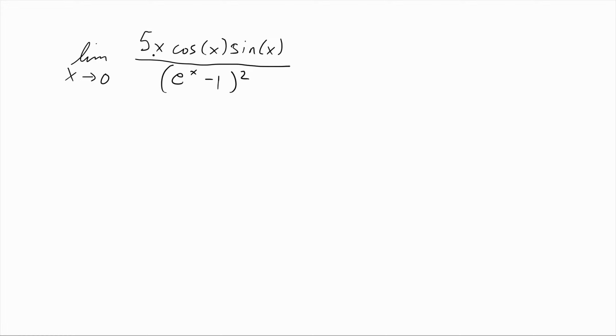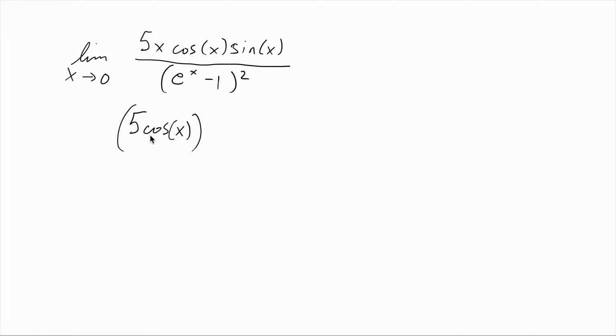when you plug in 0, what are the problem parts? What makes this go to 0 over 0? Essentially you see this x and that sine, both of those are zeros, right? And then when you plug a 0 in here, you get a 1 minus 1. But the cosine really is doing nothing, and neither is the 5. So let's just put those off to the side. That makes it a little bit simpler.